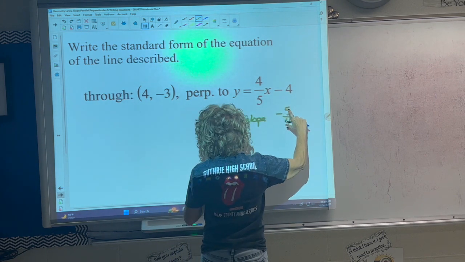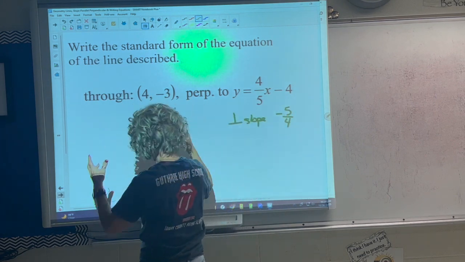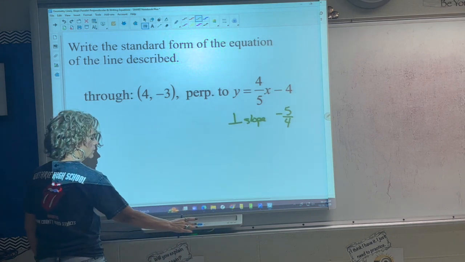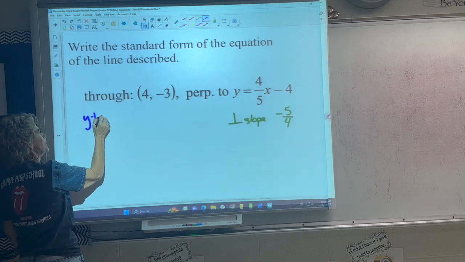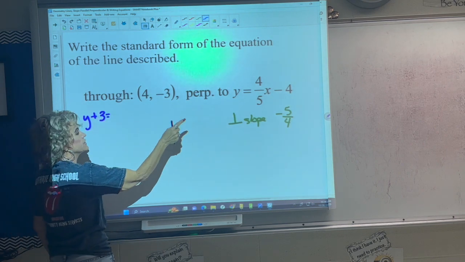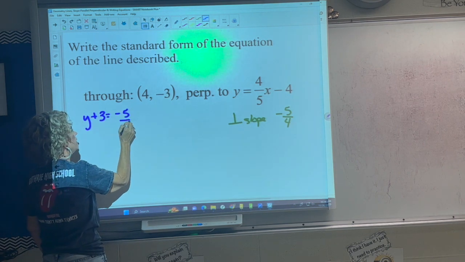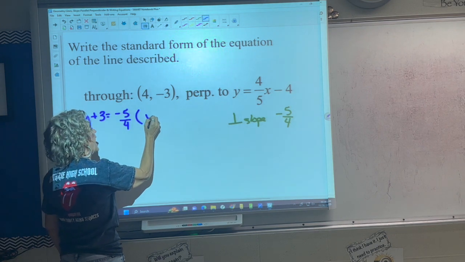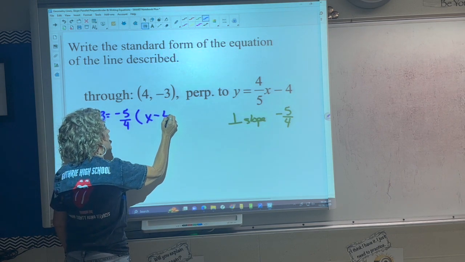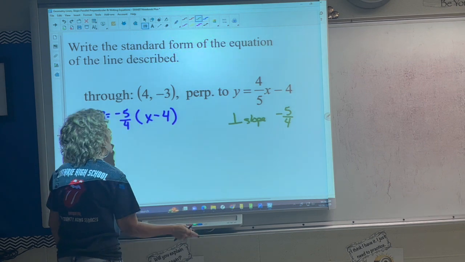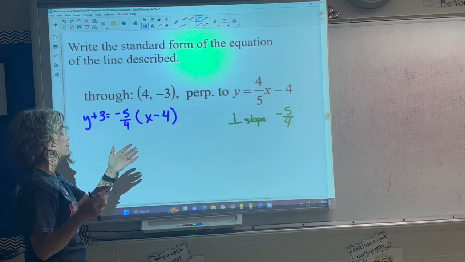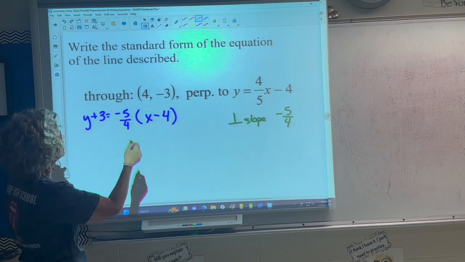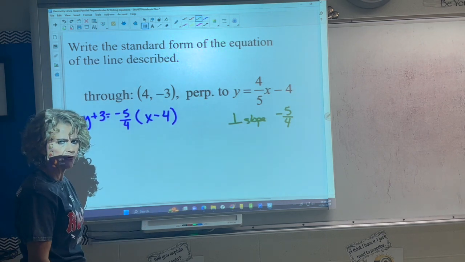I have the slope and the point slope form. So here I go. Y minus a -3 is +3 equals my slope, -5/4, times x minus my x coordinate. Now again, I can work with fractions, but I'm going to tell you right now, it would be way easier if we didn't. We've got to get in standard form anyway. We don't want any fractions to start with.